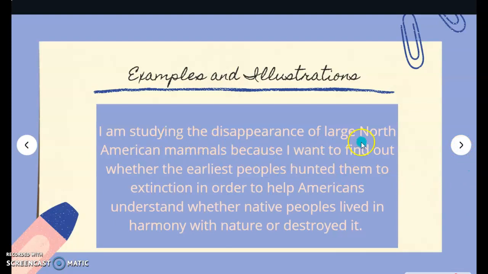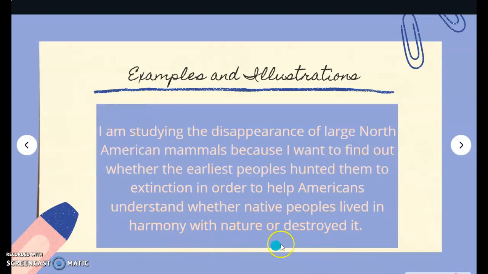So I'm studying the disappearance of large North American mammals. We've got that topic because I want to find out whether the earliest peoples hunted them to extinction, in order to help Americans understand whether Native peoples lived in harmony with nature or destroyed it.